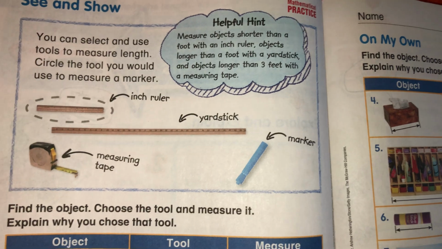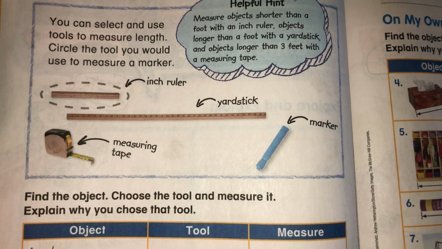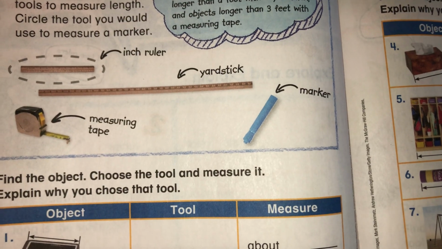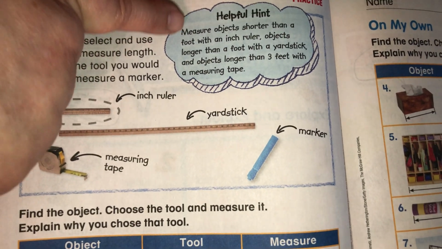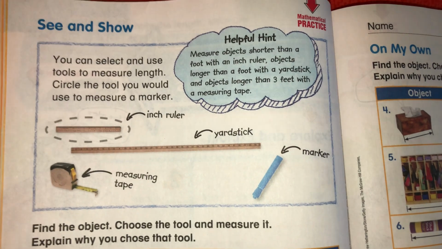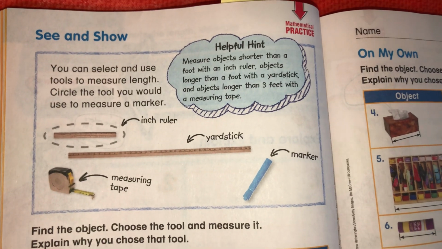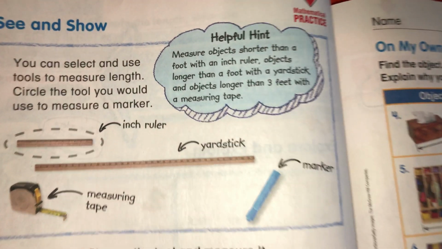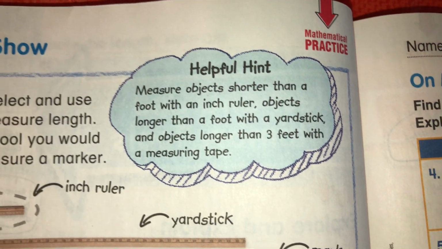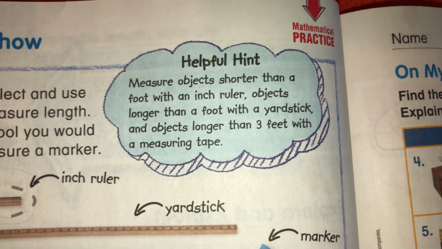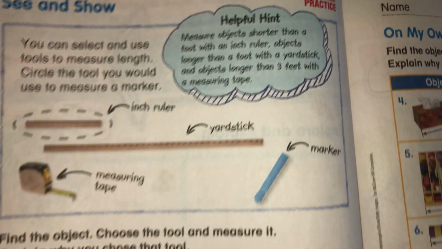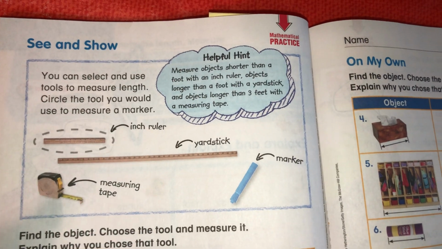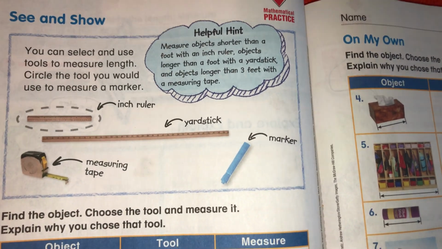As you can see, they did it for you. They circled the inch ruler because the inch ruler is appropriate to use if you are measuring a marker. And here you have the helpful hint that was on our poster. Measure objects shorter than a foot with an inch ruler, objects longer than a foot with a yardstick, and objects longer than 3 feet with a measuring tape. So this is super helpful in deciding which tool you should use.